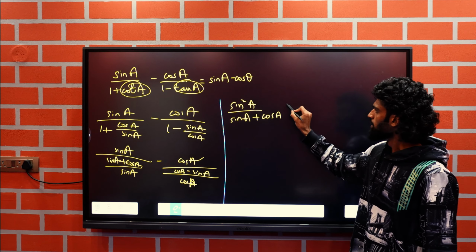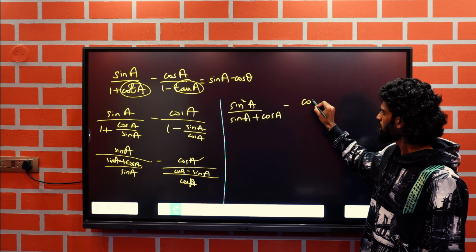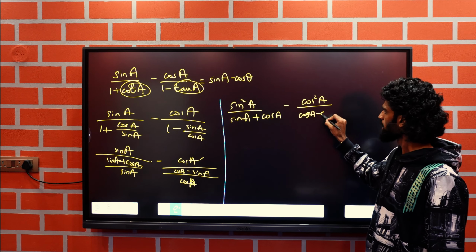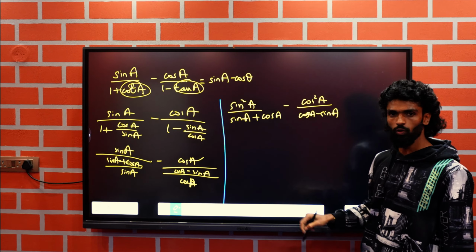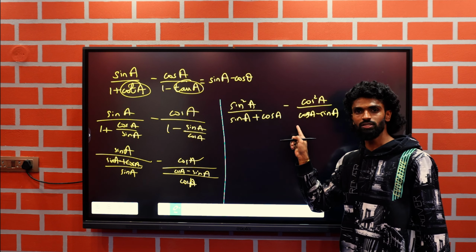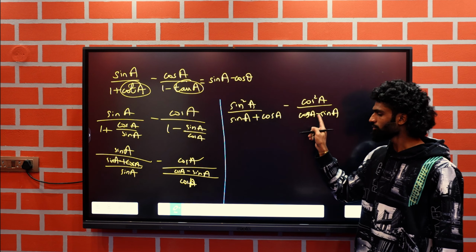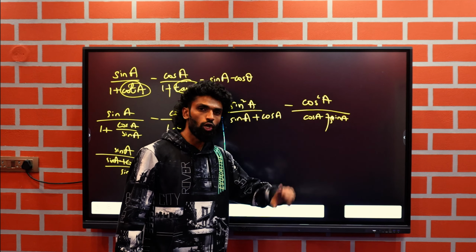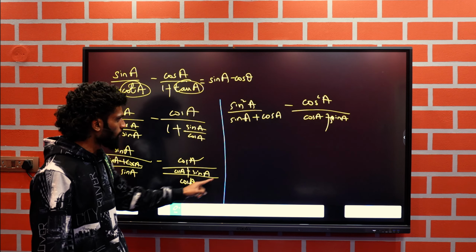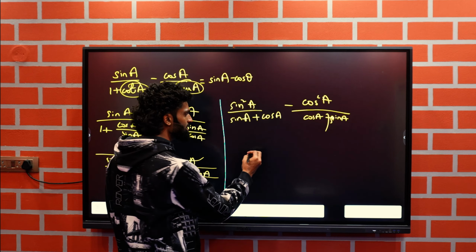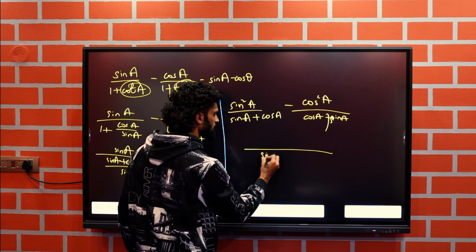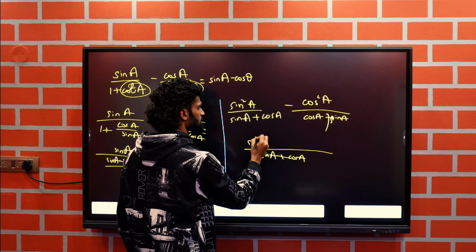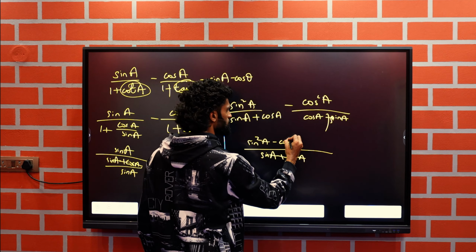Correct? Same thing here. Minus cos square A by cos A minus sine A. Now what I do here is, both of them are almost the same. What's the difference? The sign is the change. So what I do, I copied the question wrong. So this becomes a plus throughout. I change it to be a plus. Now I take LCM. So it becomes sine A plus cos A. Numerator becomes sine square A minus cos square A.